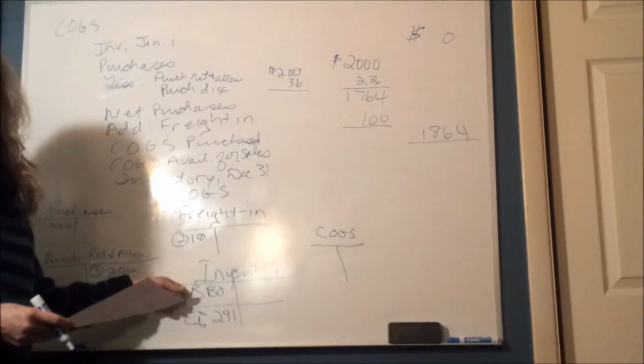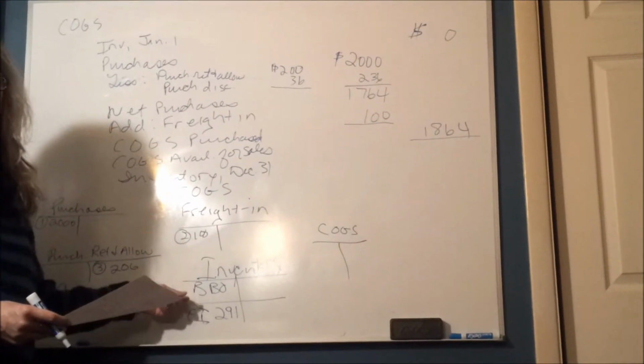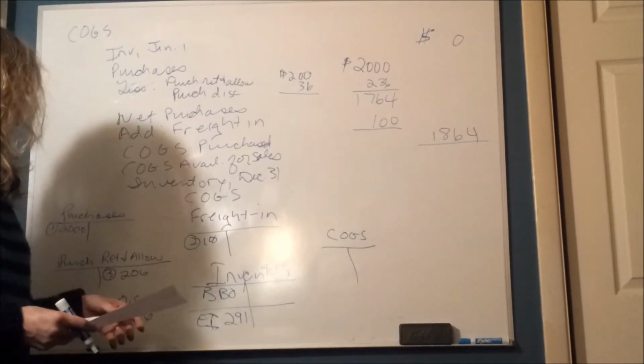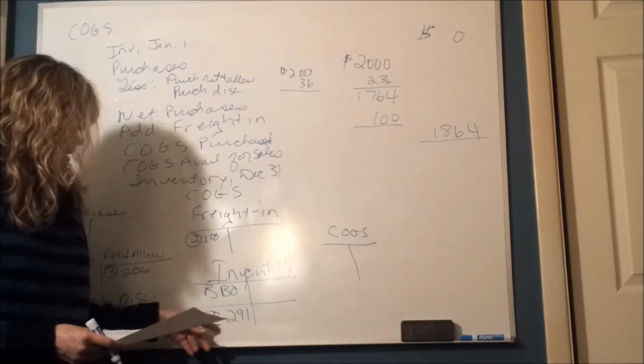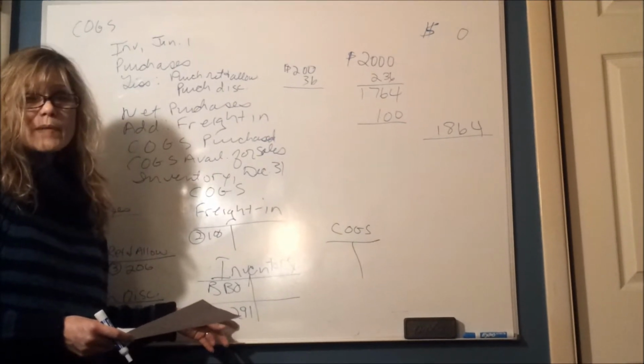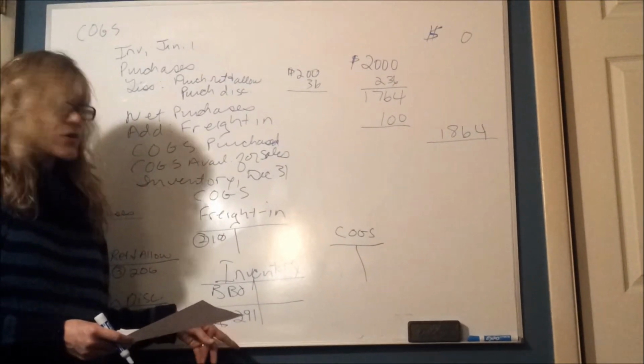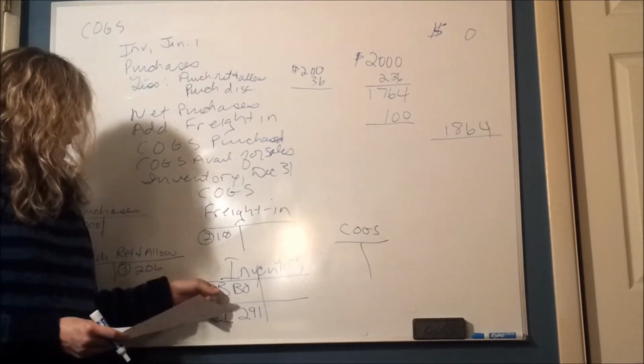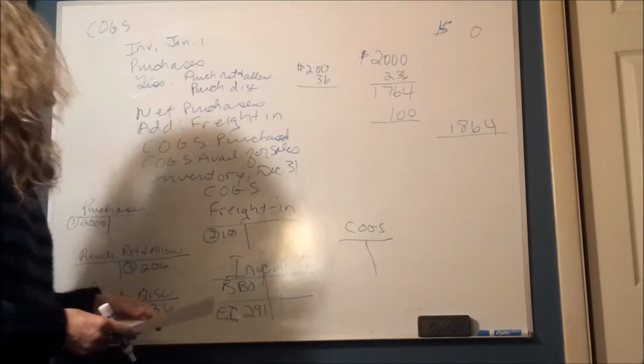Our inventory account, of course, is a permanent account. It's on the balance sheet as a current asset, appearing right under accounts receivable. And we have an ending balance of $291. Remember, we did that physical count at the end of the year, and we had $291 left of inventory. I'm assuming we had zero beginning.